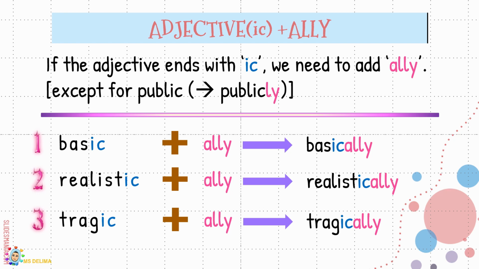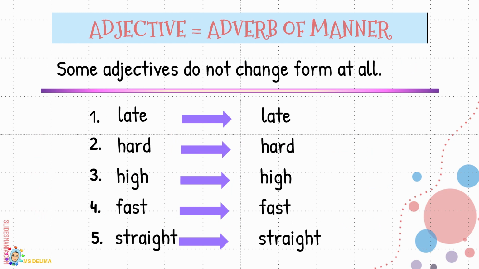However, there are some adjectives which do not change form at all. For example, late. Late will still be late. We cannot put ly or ally at the back. Another example is hard. Hard also will remain the same as an adverb of manner. Another one is high. High will also remain the same as an adverb of manner.